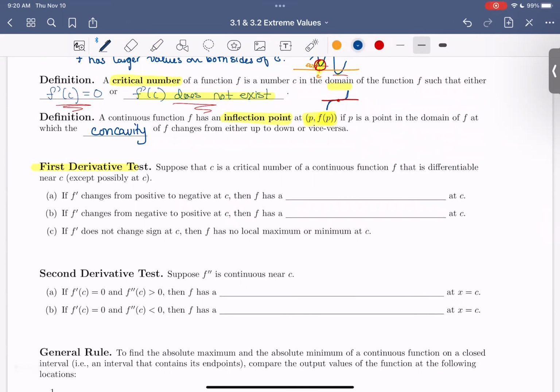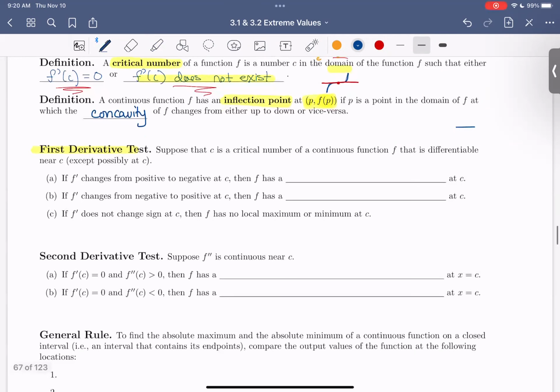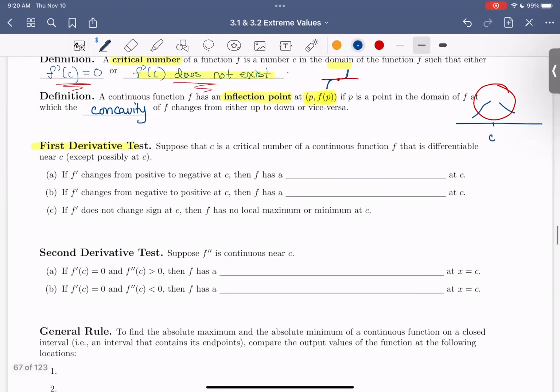So let's consider the situation if f prime, the derivative, changes from positive to negative at C. So we can draw a little image of ourselves. Here's C. If our graph changes, so the derivative is positive and then negative at C, what do you suppose our graph has at this point C? So we know f prime of C is either 0 or DNE.